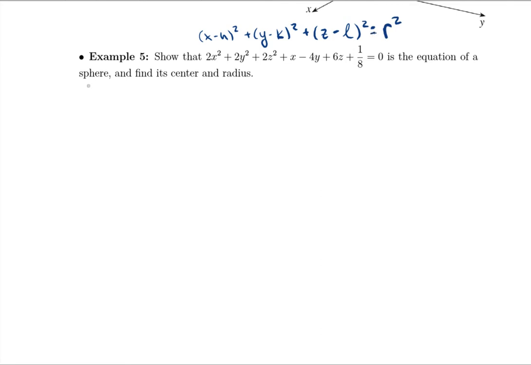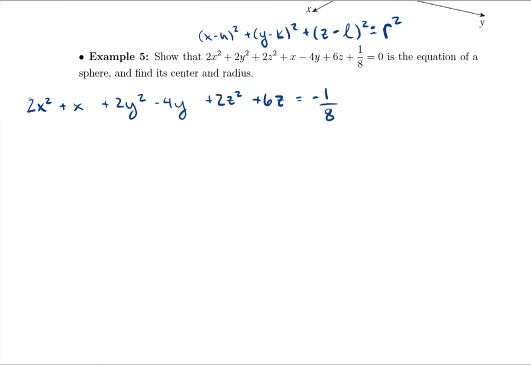and the radius. So of course, if I want to put all these x terms and get them in this form, I should start by gathering them all together. So 2x squared plus x, put those together. And then we have plus 2y squared minus 4y. And then we have plus 2z squared plus 6z. And we know that we want stuff on the other side, so I'm going to subtract 1/8 from both sides.